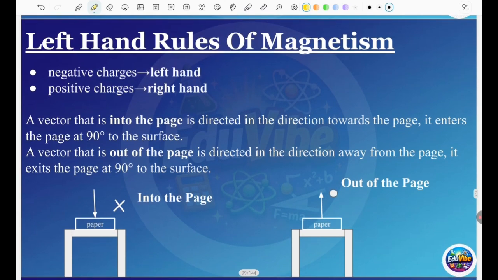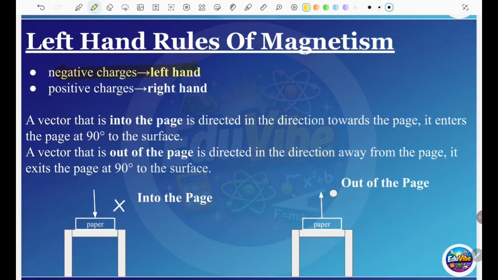Before starting with the left hand rules of magnetism, we have to know some terms. Basically there are only two hand rules, the first one and the second one. If you have negative charges, you use the left hand.